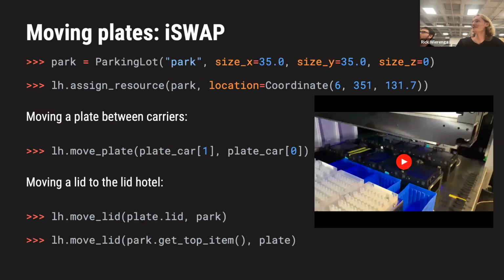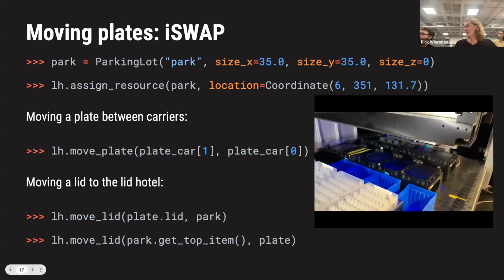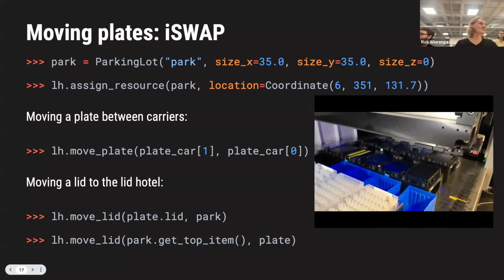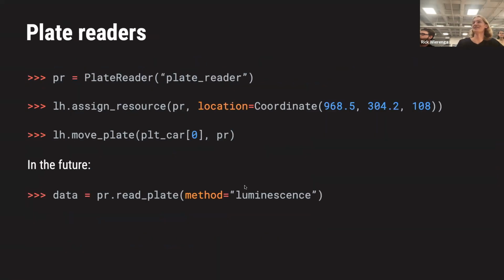You can also move plates on the Hamilton robot using iSwap, for which you can see the code on the left here. There's also a short video. Or you can just move the plate. You can also integrate with plate readers, which are now their own Python object, where you can move a plate from the plate carrier to a plate reader. In the future, we hope to have this plate reader object also expose a read plate function, where you can actually interface with this plate reader as a real plate reader instead of just the location.